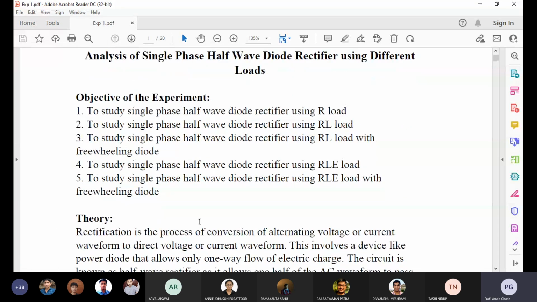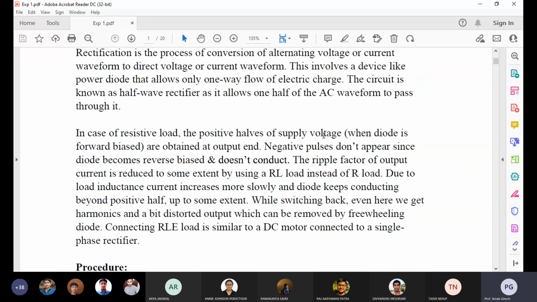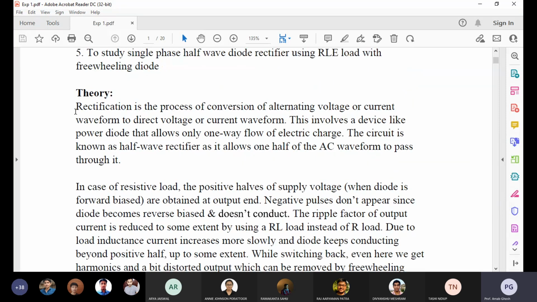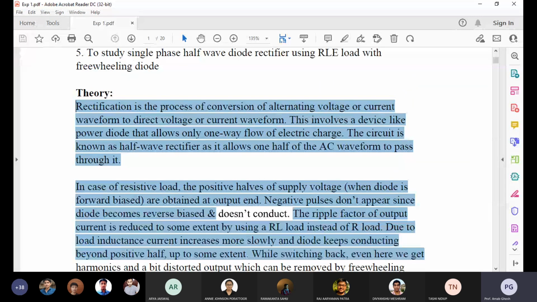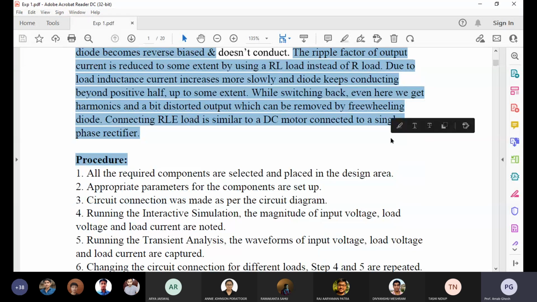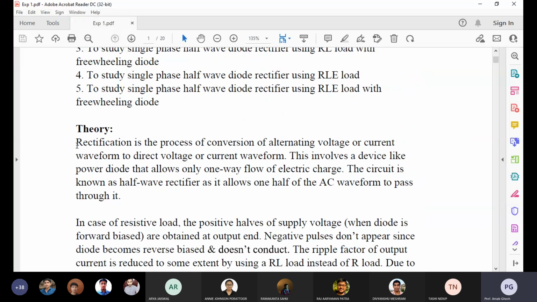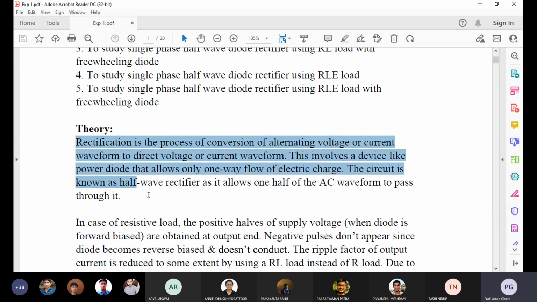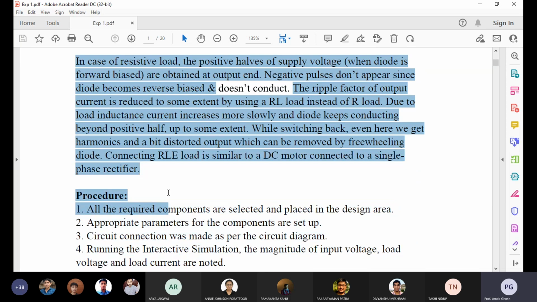First you need to write the objective, then theory. The very brief theory is given here, but it is not justified. Only left alignment is given, so you have to prepare it in a justified manner. You know that the report is a very important thing. It is not just that the presentation looks nice, the contents should also be enriched.